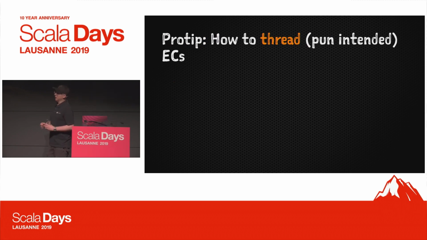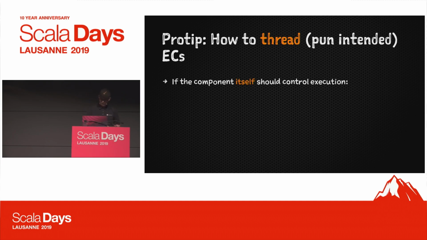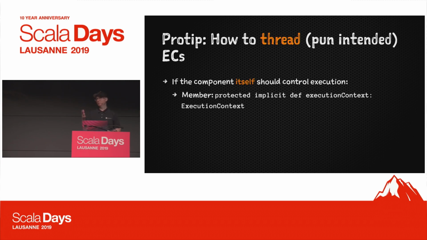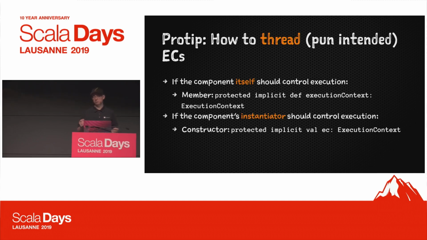On the topic of execution context, I think it's very common that people don't know how they should be threading their execution context in their code. Like, should I be passing it in, or should I create one, or how do I manage execution context? So I just thought I'd throw this in there so that you know what my recommendation is. If the component itself should control the execution, then you have some method within that thing that returns the execution context. If it's in its own control, then you could instantiate it or whatever. It's its own thing, it shouldn't be passed in. On the other hand, if the instantiator of that component should control it, then of course it needs to be some sort of constructor parameter so that you can pass it in.